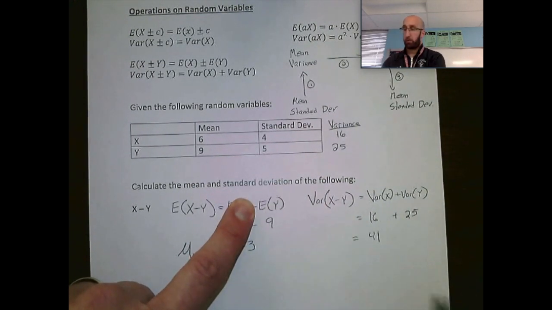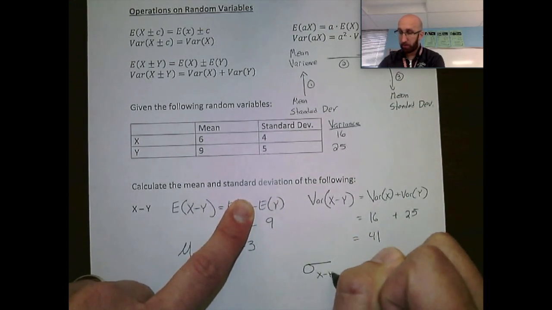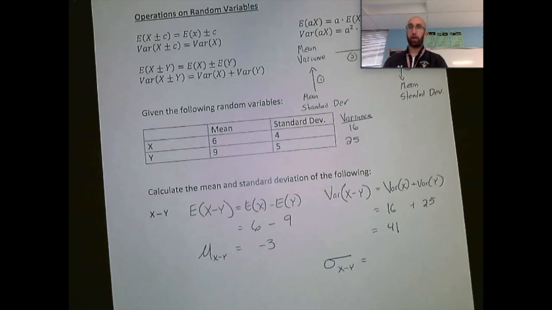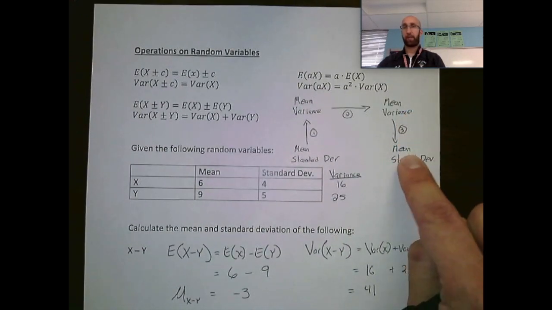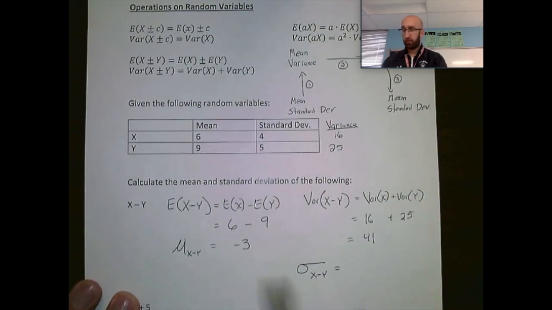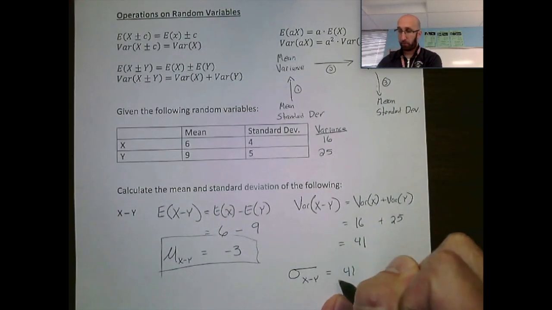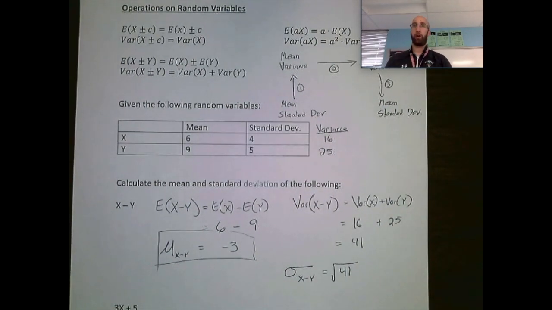But what we wanted was the standard deviation. I want to know the standard deviation of x minus y. So we're on this last phase here of going from a mean and a variance down to a mean and a standard deviation. So here's my mean, done. To get a standard deviation, you're going to take your variance of 41 and square root it.